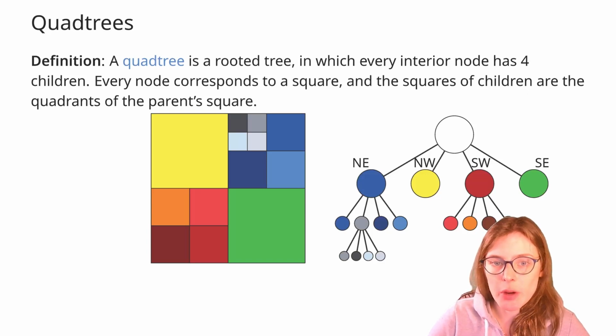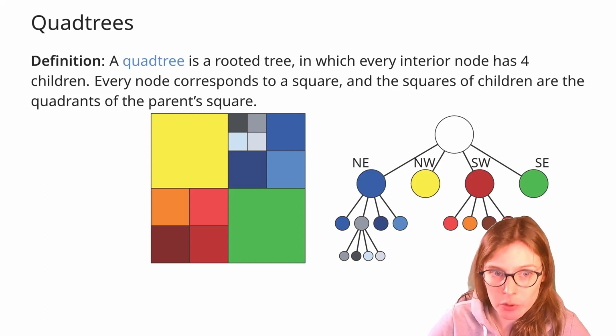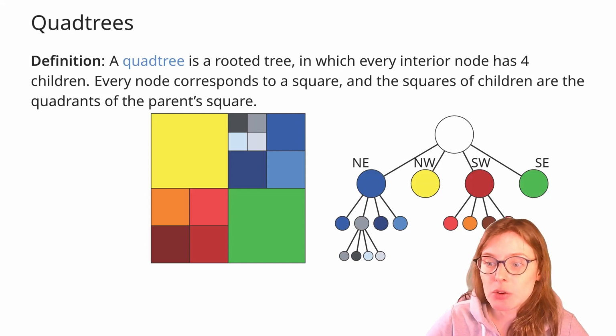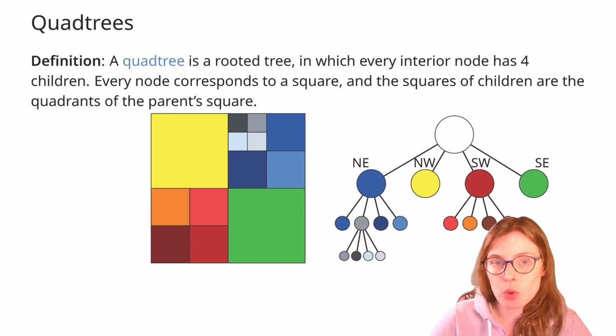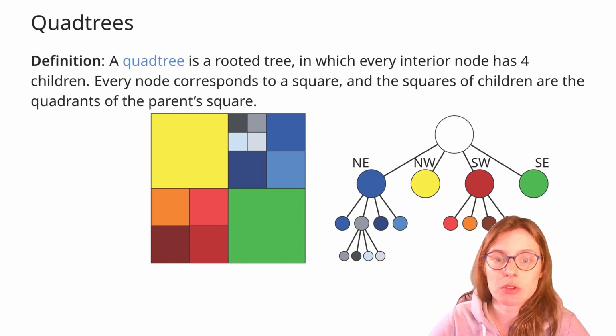And a corresponding quadtree will be a rooted tree in which every interior node will have 4 children, corresponding to the 4 quadrants that we get when we split a square into 4 pieces. Every node in the tree will correspond to a square in the partition. The parents will correspond to larger squares, and the children in the tree will correspond to the smaller squares.